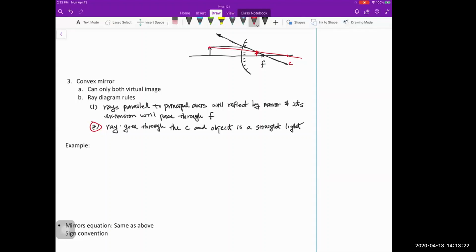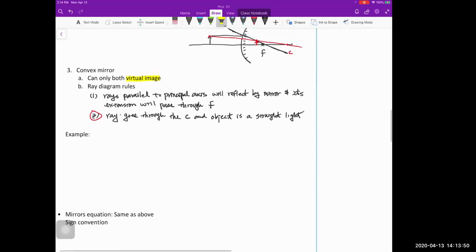So what does that tell you about the image? The image is always going to be a virtual image because it's on the back of the mirror. And what about the size? In this case, the size is smaller because it's shorter. So that's how you use this to find the location of the image. Any question about this?